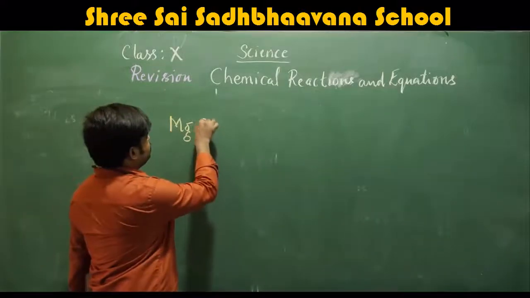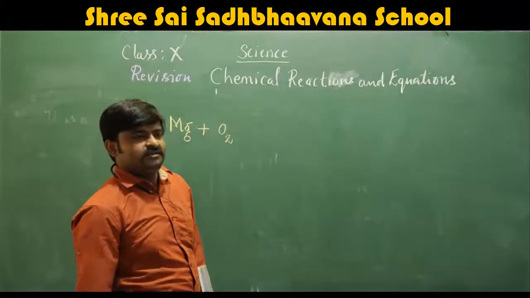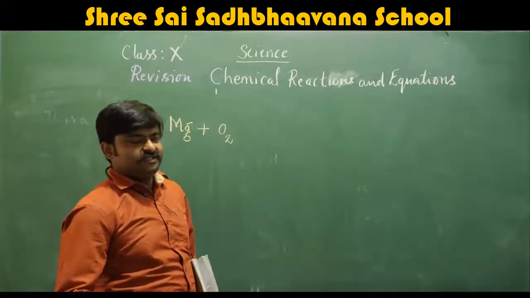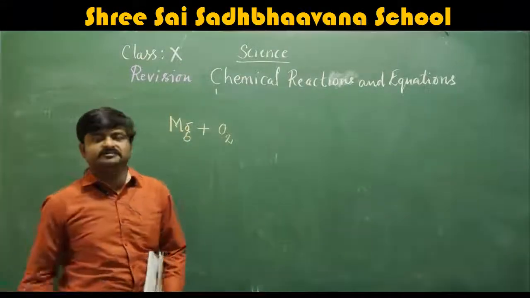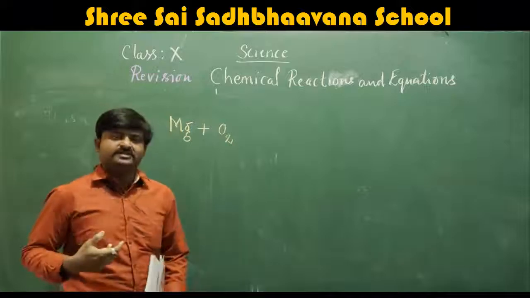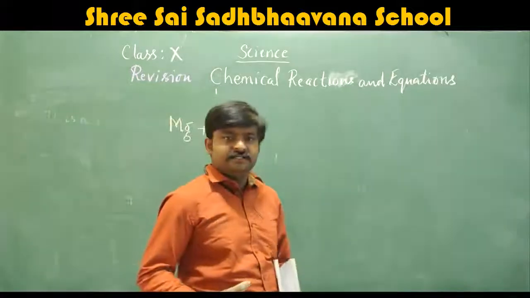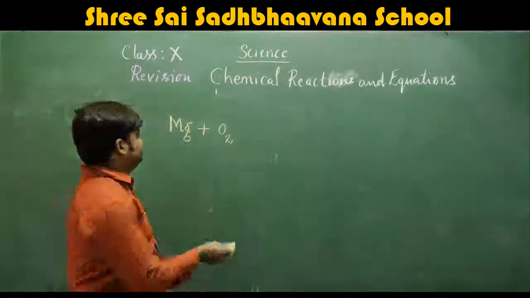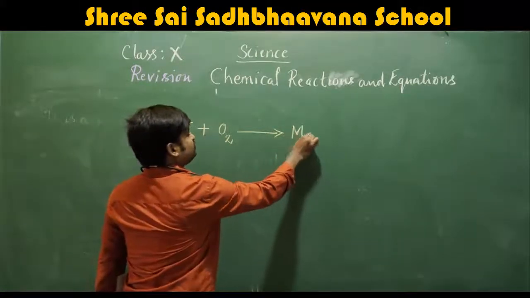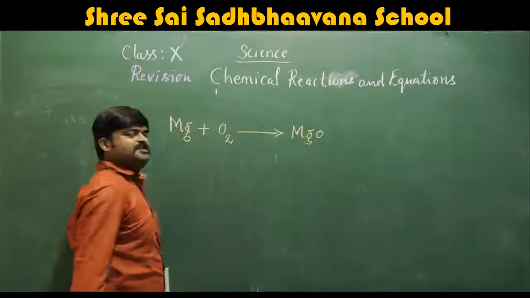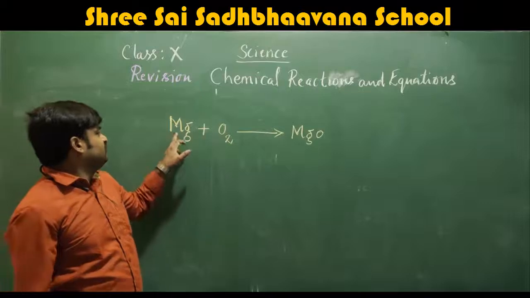Next, let us take one more example for balancing an equation. Mg, that means magnesium, combines with oxygen. In a laboratory, if we take magnesium ribbon and heat it with the help of a Bunsen burner, what happens? We get magnesium oxide in the form of white ash. Magnesium oxide.